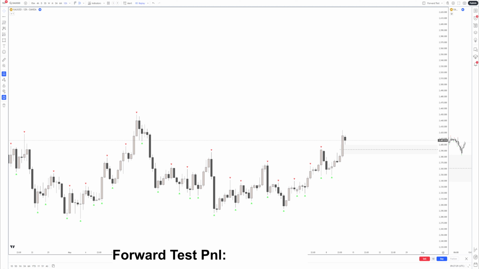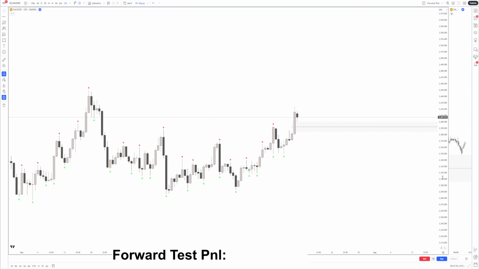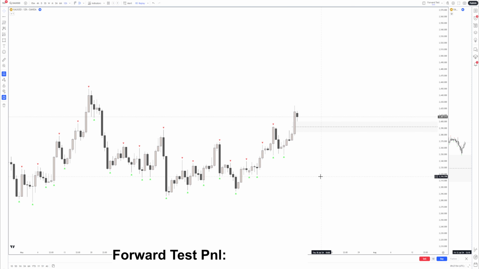Let's get started by showing you a cherry-picked example so that when we go back in time to forward test, you know exactly what we are looking for. In front of you, we have got the 12-hour chart, and what we are first looking for is a fair value gap. And straight away, you'll notice that we got a fair value gap here.